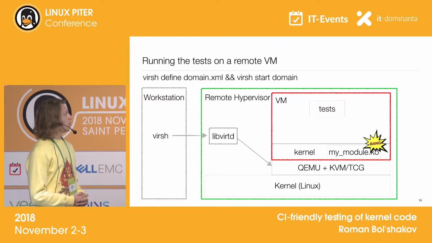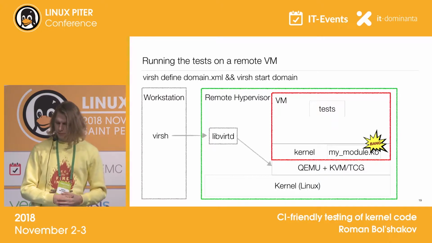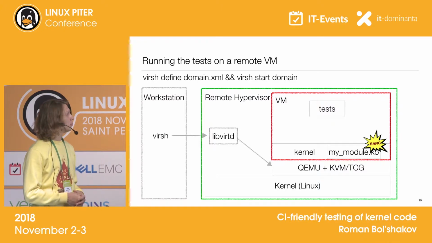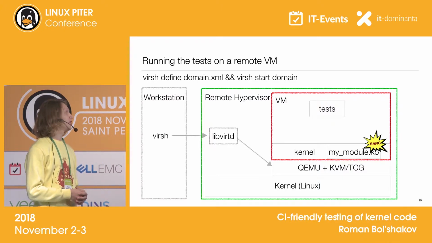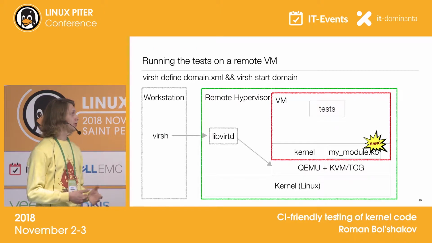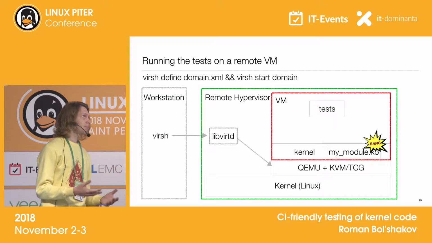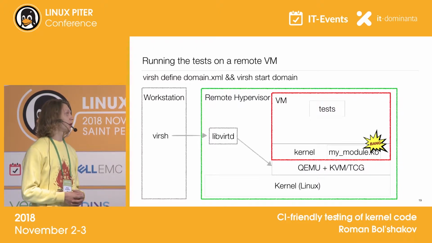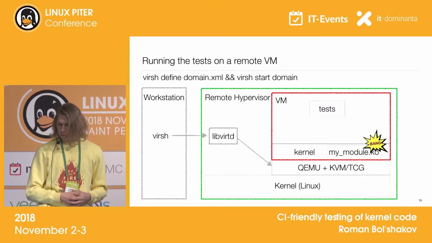How does this scheme look when we use a remote virtual machine? When we run the test on a remote virtual machine, we create the description of this machine in an XML file, and we run it via Virsh.